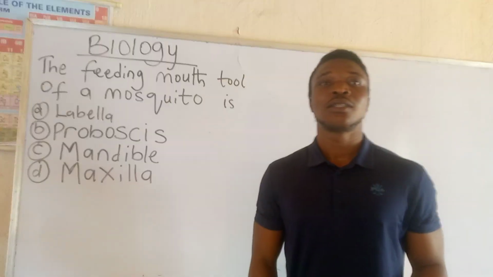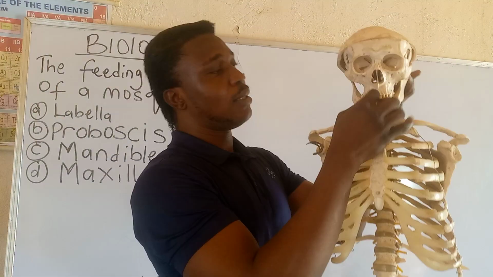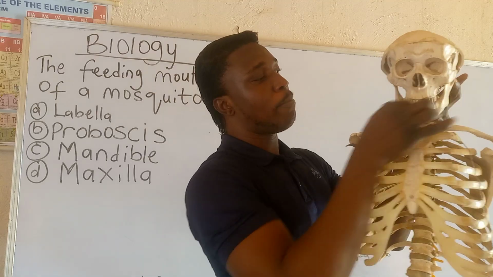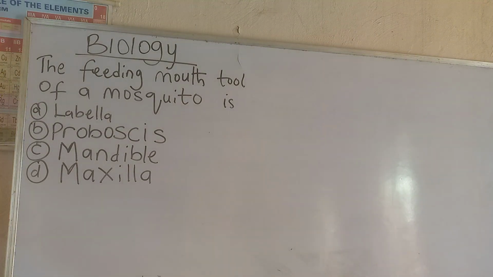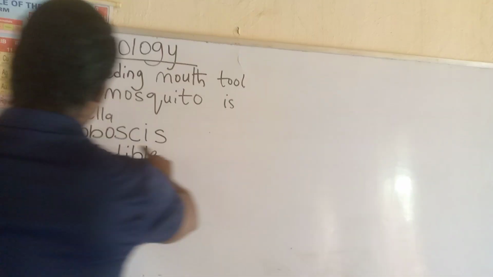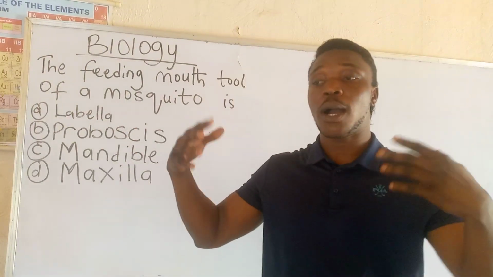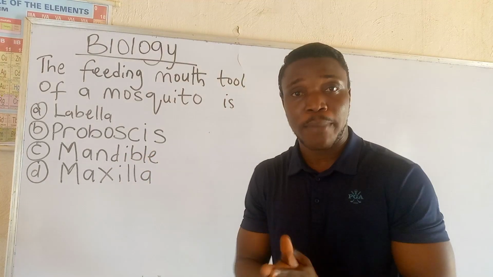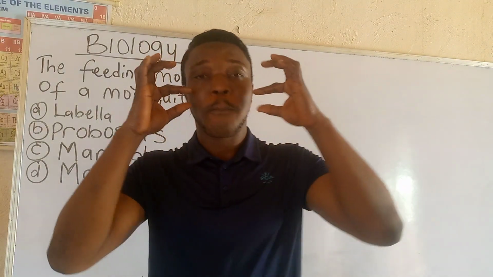Mandible is the lower jaw, okay, the lower jaw of the mammalian skeleton. For example, this part of the skeleton is the mandible. This is the mandible, while this other one is the maxilla. Okay, so the mandible is the lower jaw of a complex multicellular animal like man and other mammals. The maxilla is the upper jaw.